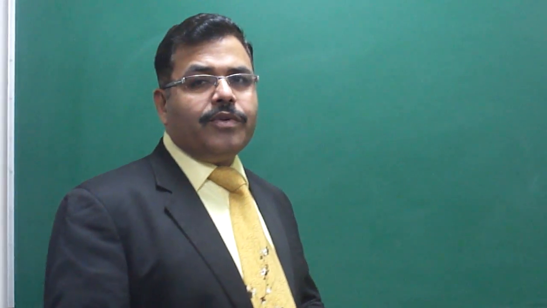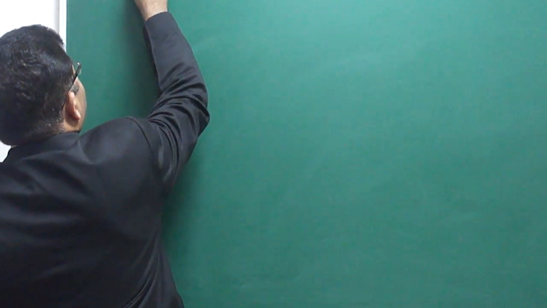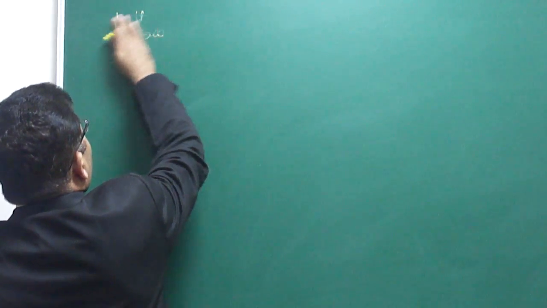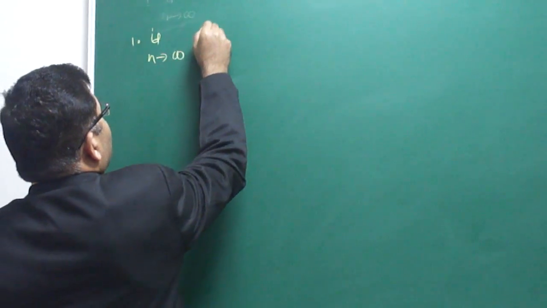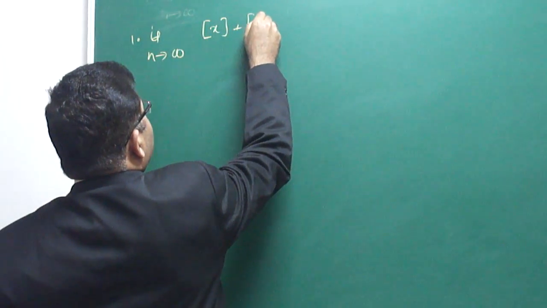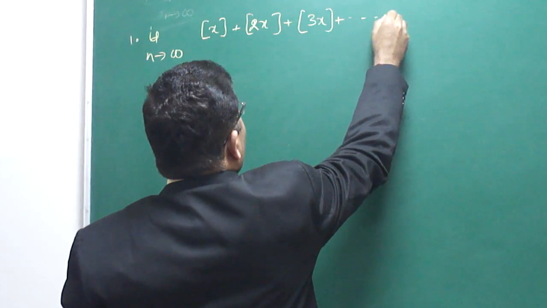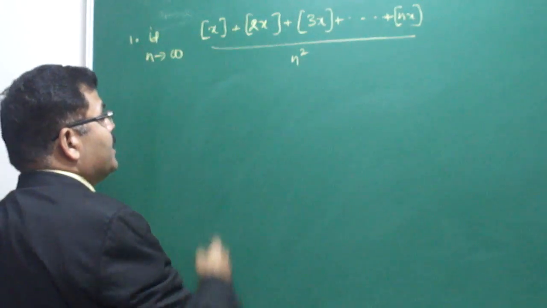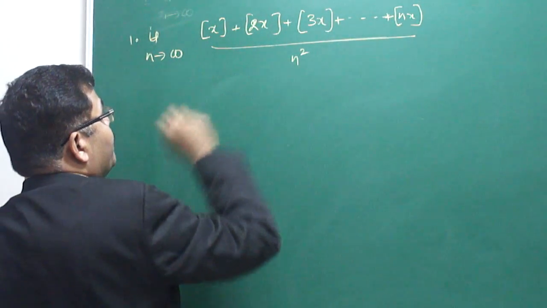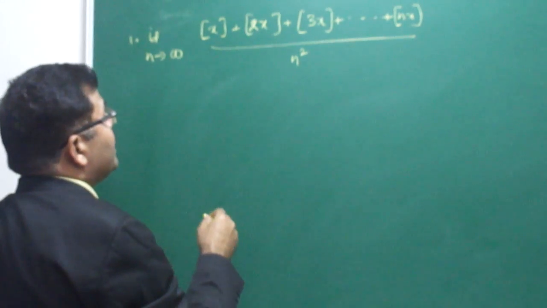The very first question I am going to take is a continuation of the last video lecture where we discussed the greatest integer function. Limit n tends to infinity, of the greatest integer function of x plus the greatest integer function of 2x plus the greatest integer function of 3x plus up to the greatest integer function of nx, divided by n square. Last class we discussed one question of this category where there was n cube and something different. Here it is n square, and let me discuss today how to deal with such questions.